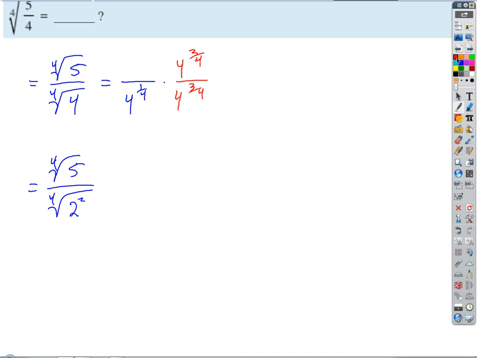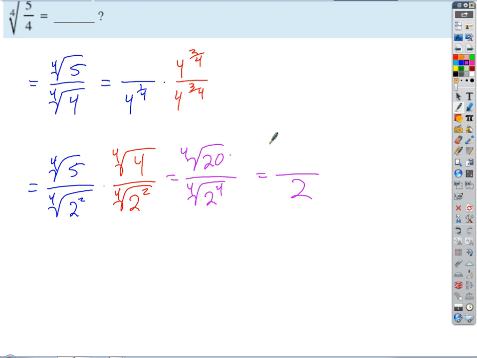So let's do that. Let's just leave it as a radical this time. So on the bottom we're going to multiply by 2 to the 2/4, which is the same thing as the 4th root of 2 squared, which is 4. So on the bottom, we now get the 4th root of 2 to the 4th, which is 2, because that's 2 to the 4/4, which is 2 to the 1. So we got 2 on the bottom. What about the top? Well, top in this case is pretty easy if we write it this way. What's the 4th root of 5 times the 4th root of 4? 4th root of 20. You get it? Okay.